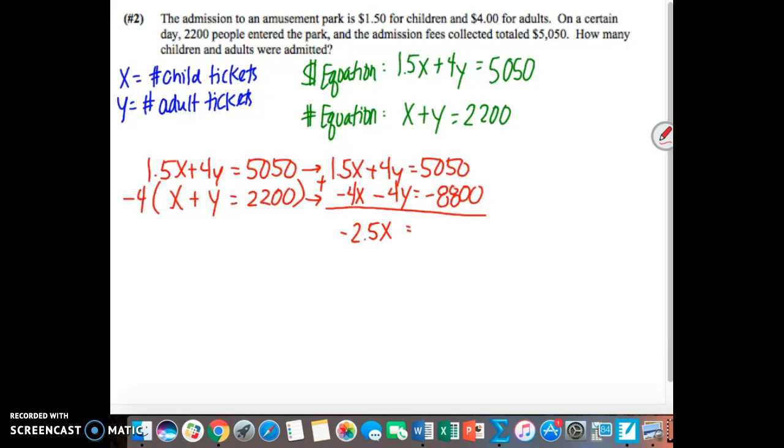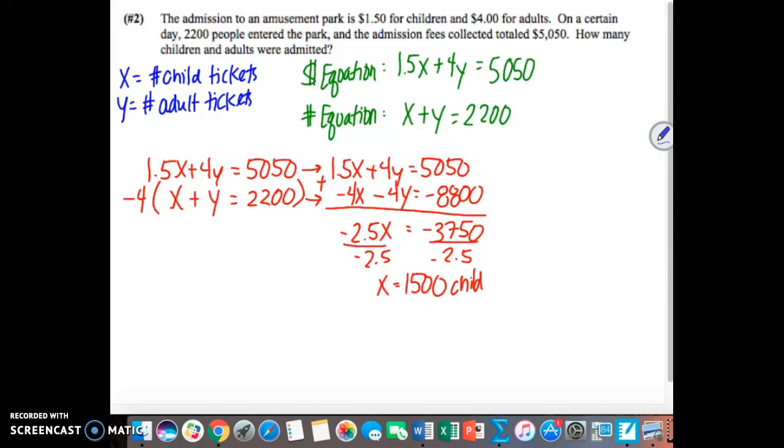Now just adding these two, we are left with -2.5x equals -3,750. To solve for x, we need to divide by -2.5. So then we have x equals 1,500. So we know that there are 1,500 child tickets.